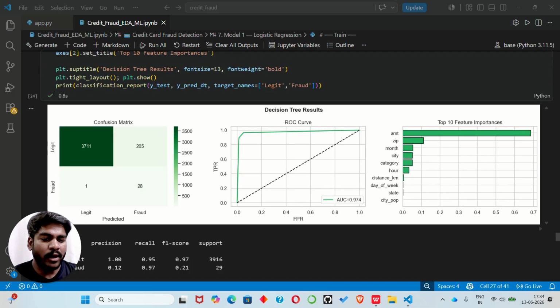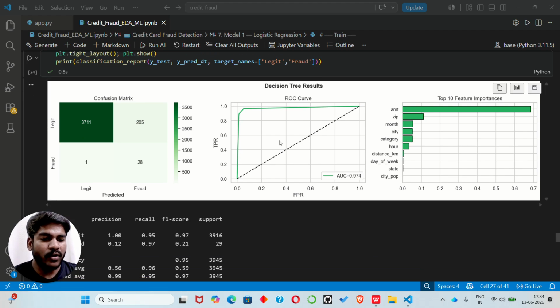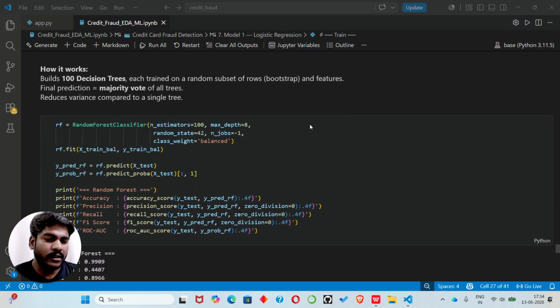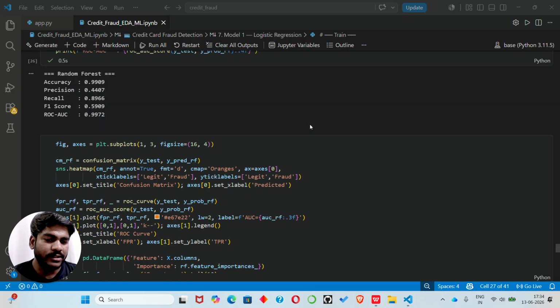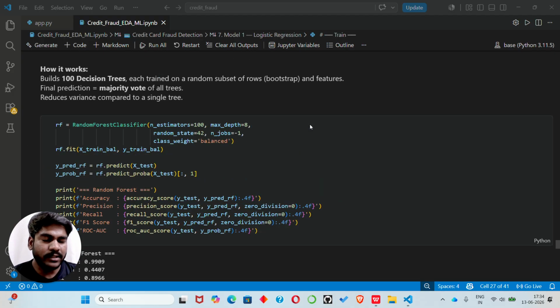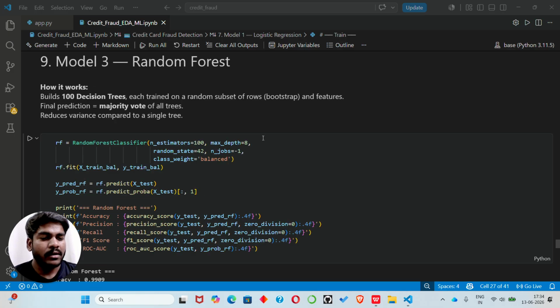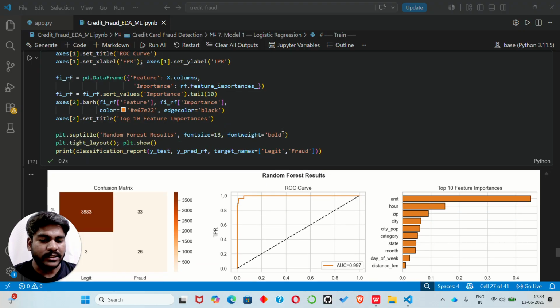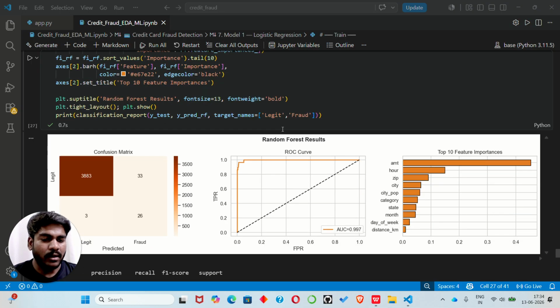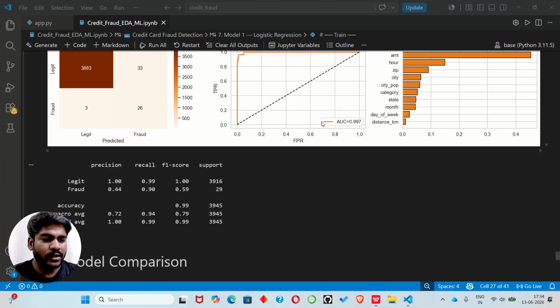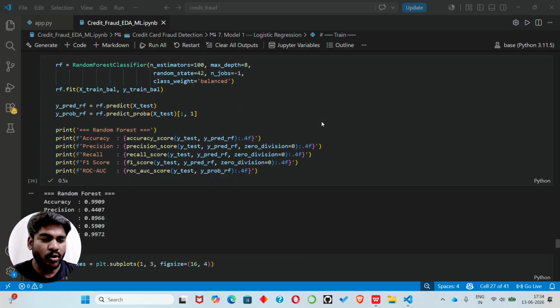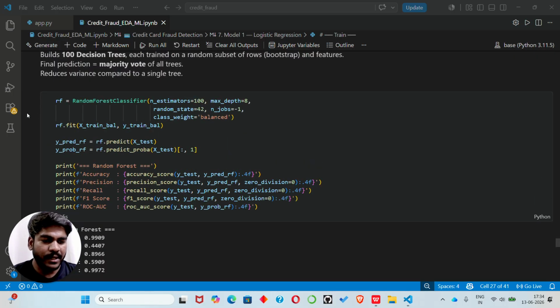The third model is random forest. Random forest combines multiple decision trees. Here I use 100 decision trees. Each tree is trained on different random parts of the data. When I give it new transactions, each tree votes on the prediction: is it a fraud or not? Because it uses many trees together, it generally performs better and produces more reliable predictions.